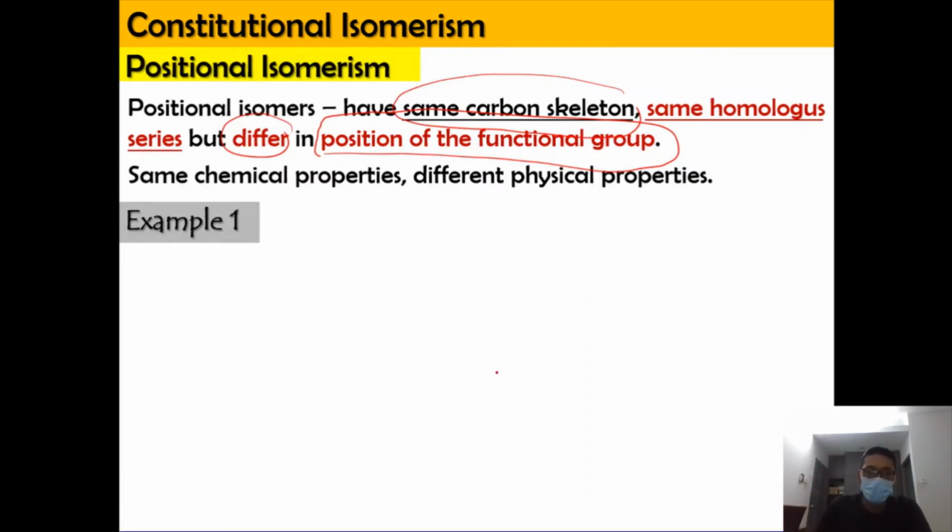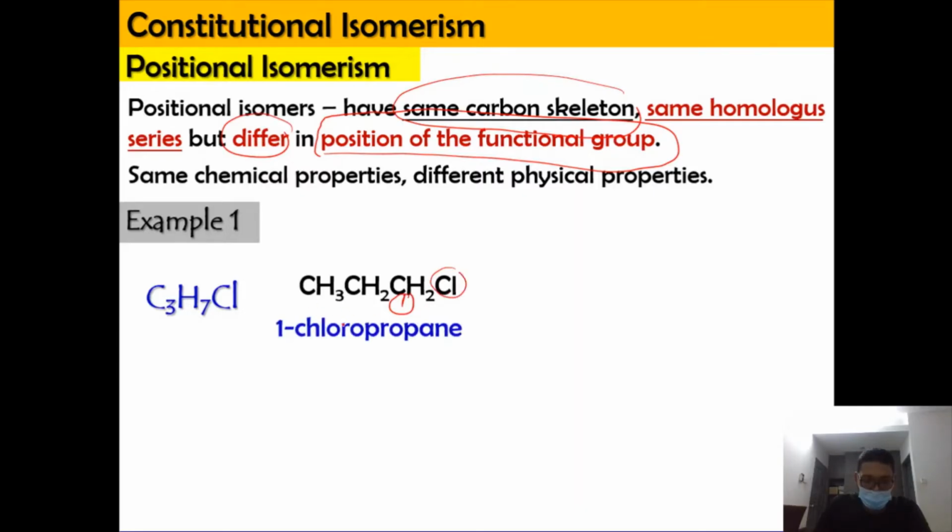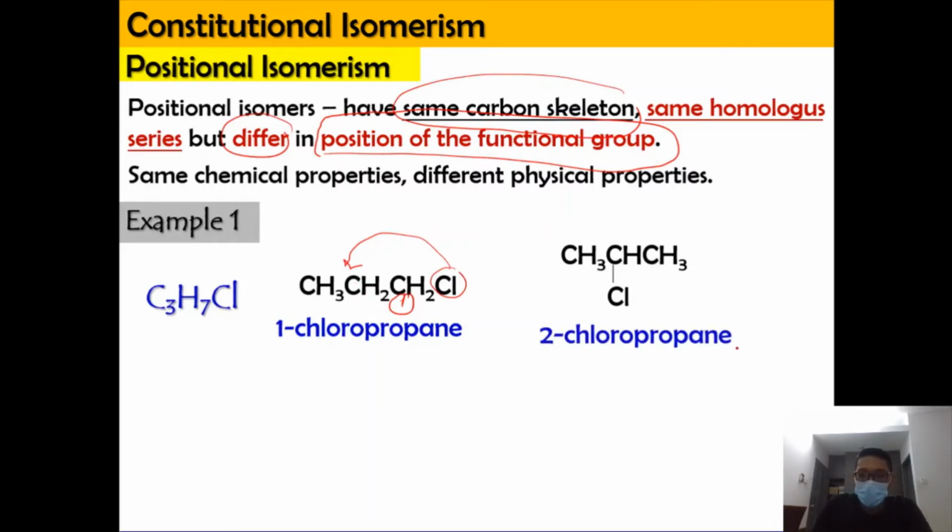Okay, so let's look into the example of C3H7Cl. So if we were to draw C3H7Cl, we can draw it as CH3, CH2, CH2, Cl. So Cl is being attached at the first carbon. Now, if we were to change the position of Cl, so sorry, this one is known as 1-chloropropane because it is attached at carbon number 1. Now we can bring the chlorine into the second carbon. Okay, and now it becomes 2-chloropropane.